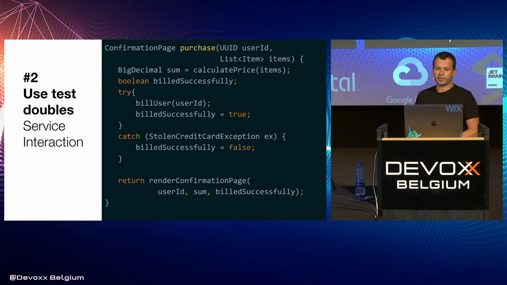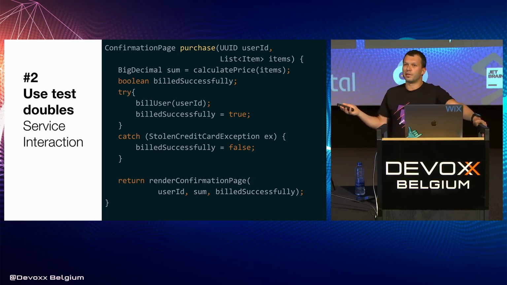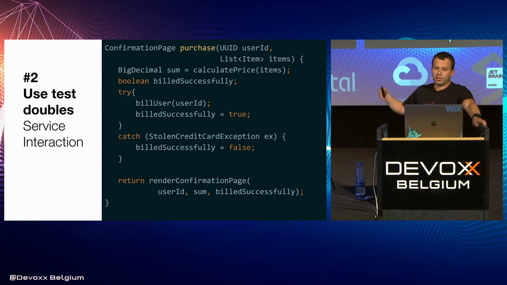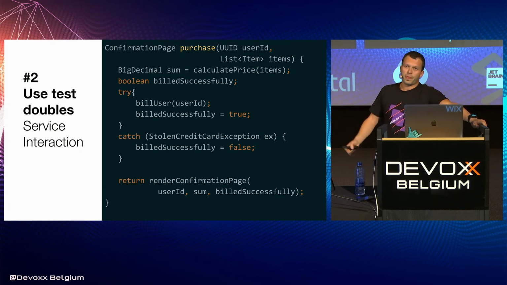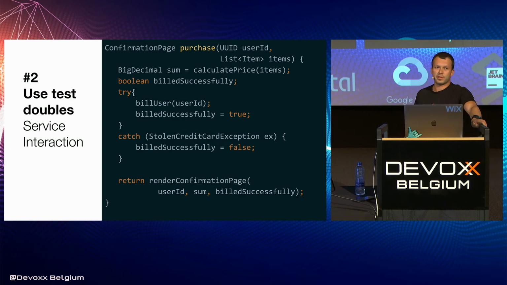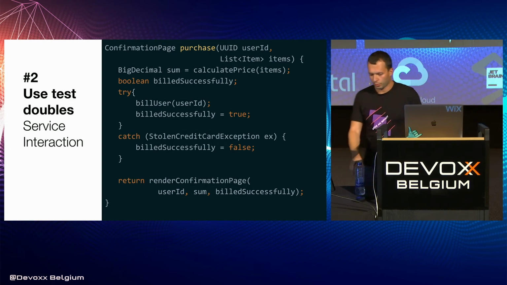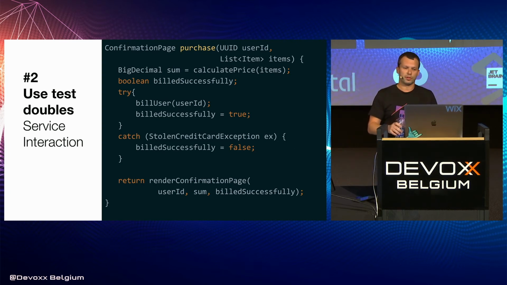sets a variable for is billed successfully, then bills the user. If it's successful, set it to true. If it's a stolen credit card, set it to false. And then we render a confirmation page. We pass it this billed successfully as a parameter. So if we billed the user, we say, hey, you got your items. And if it's false, we say to the user, we couldn't bill you. Your order failed.